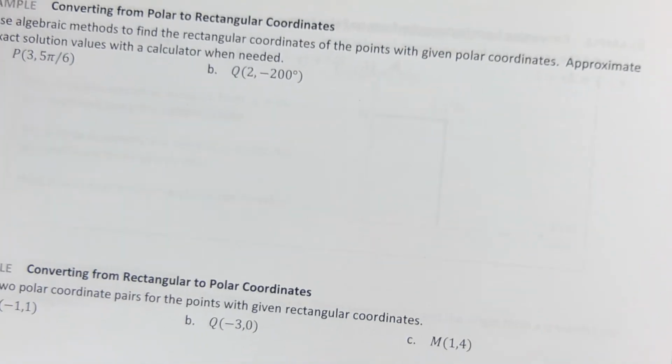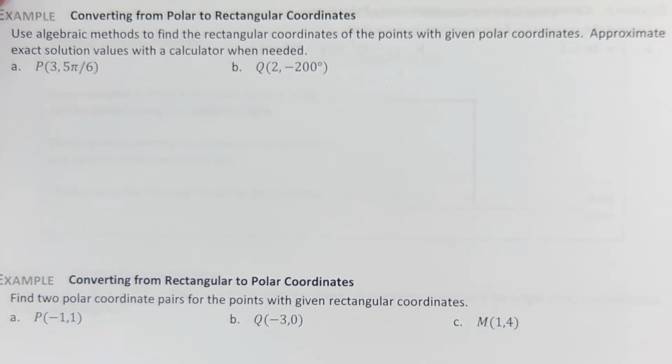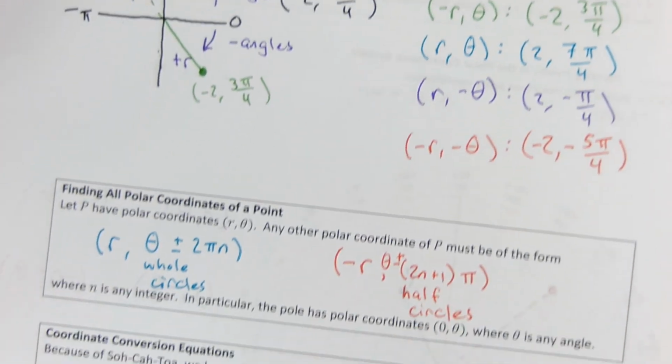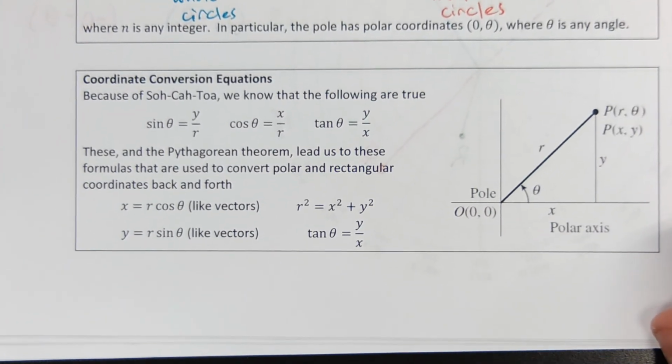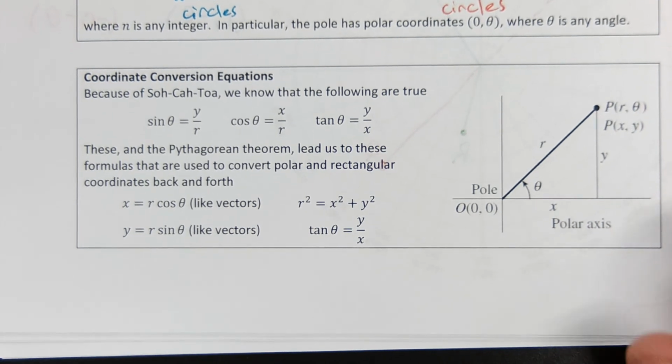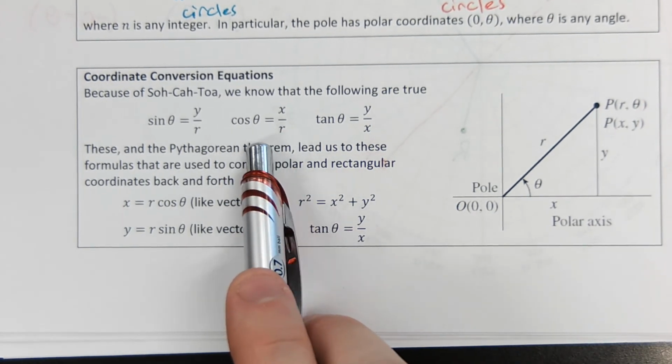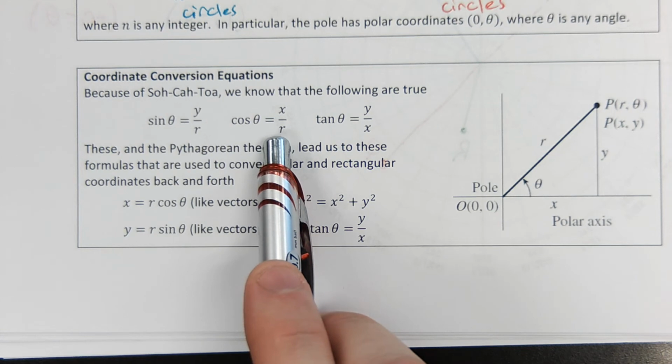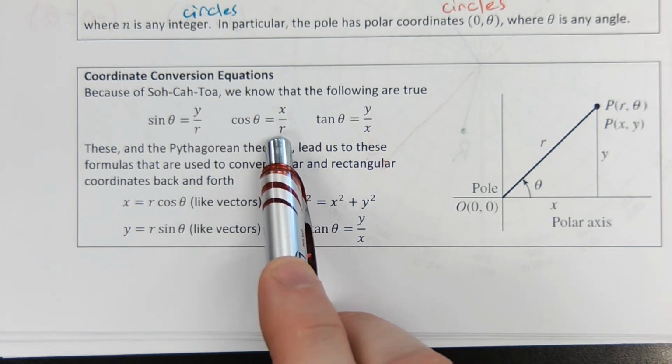So let's do that. Quick question. Yeah, what's up? Yeah, so you're getting that x equals r cos theta from cos theta equals x over r. Yes. You just multiply both sides by r. Right. So what happens if there's a negative? Would we still multiply by negative r?